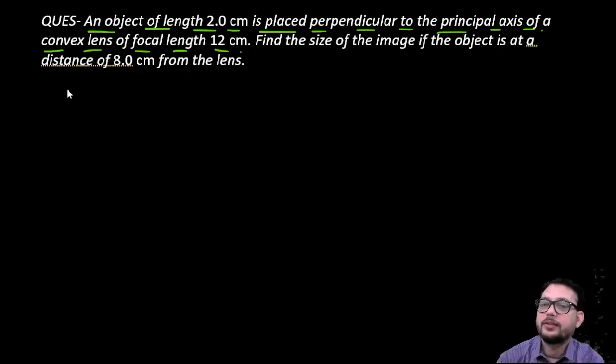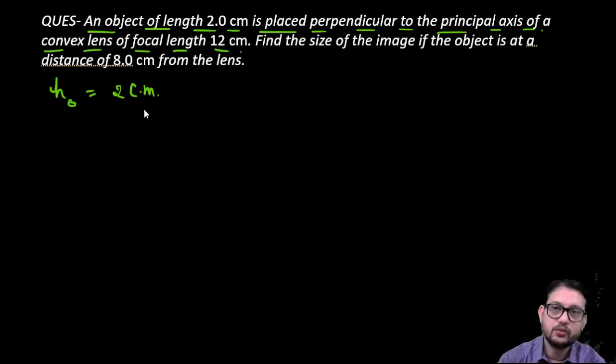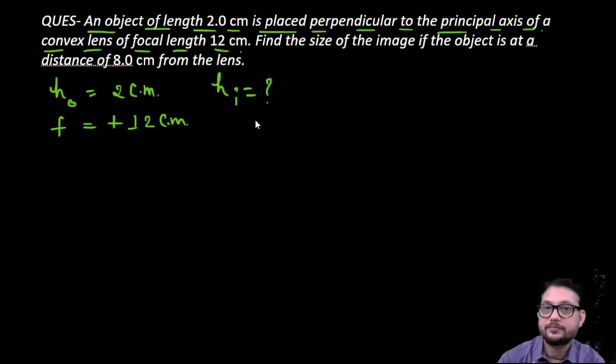The height of the object is 2 cm. The focal length of the convex lens, F, is positive, so positive 12 cm. Clear? Find the size of the image. It means we have to calculate the height of the image.